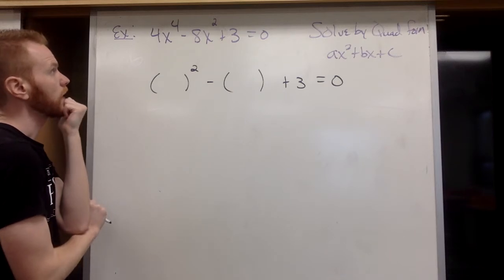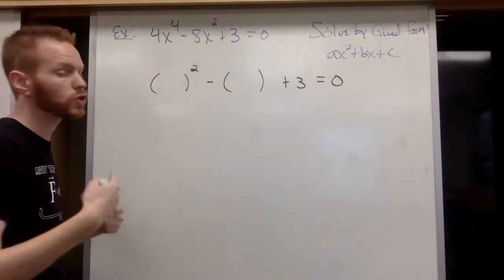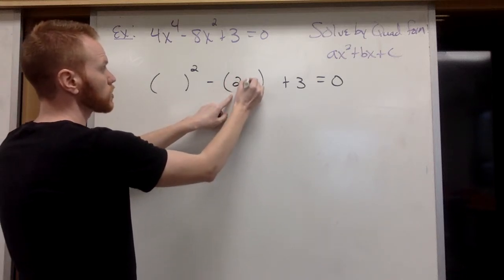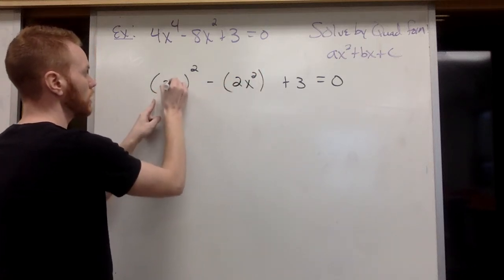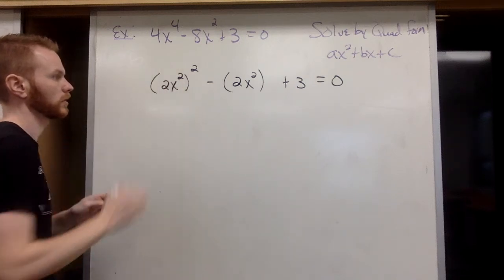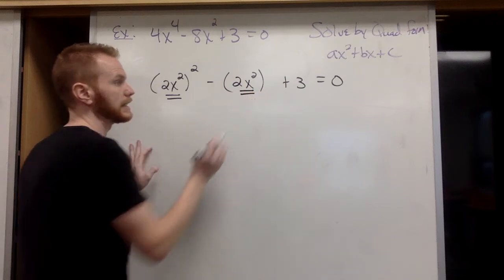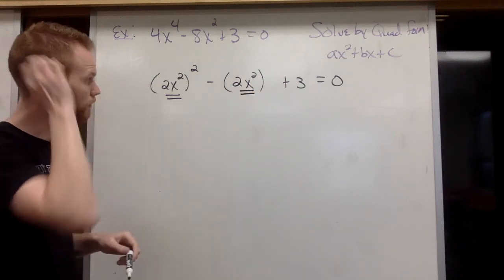So let me break this down. 4 and 8 have a 2 in common, right? So what I'm going to do for this guy is I'm going to put a 2x squared here and a 2x squared here. Okay? So once again, the goal is to make these guys identical. And you'll see why in a moment.